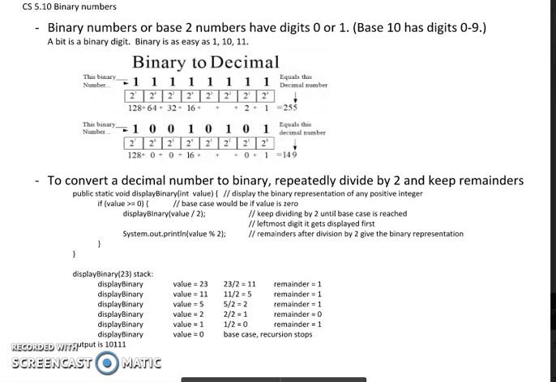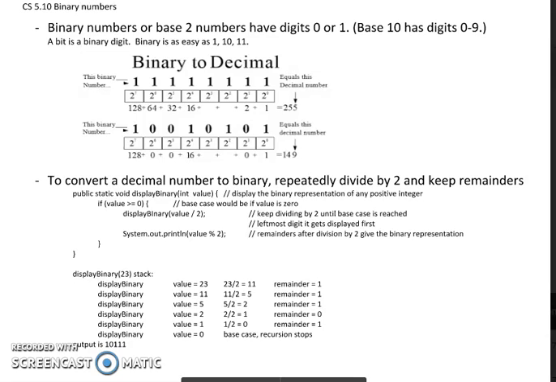Now we're going to talk about binary numbers. First of all, you've probably heard of bits and bytes in reference to computers. Now, a bit is the smallest unit that can be represented in a computer. Everything in a computer has either a state of 0 or a state of 1. You could think of it as on or off.